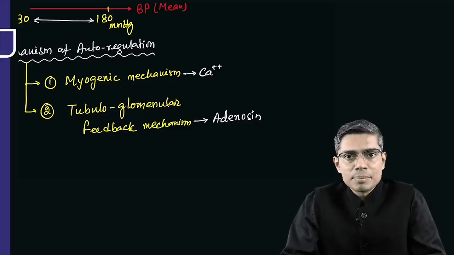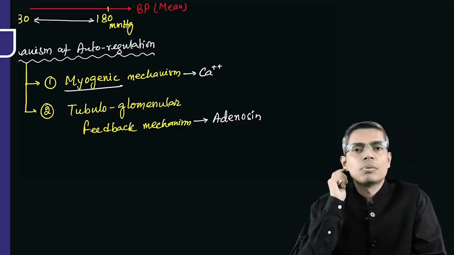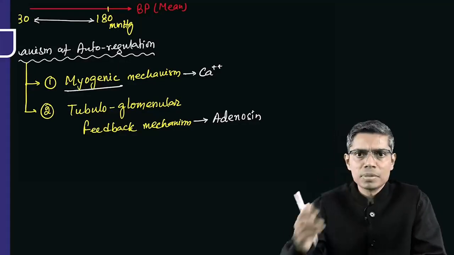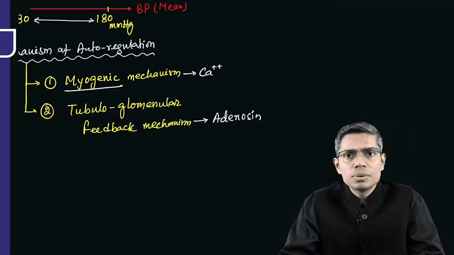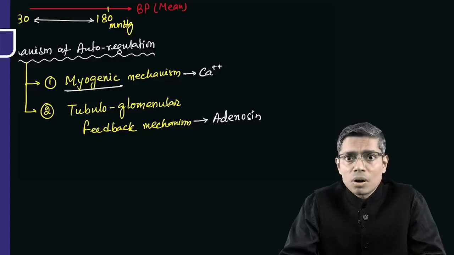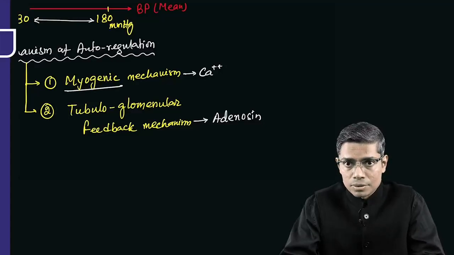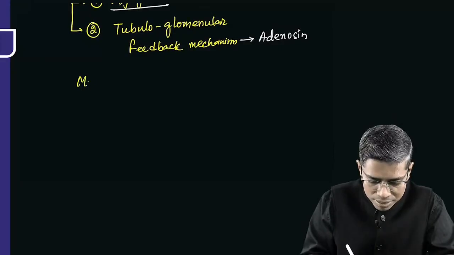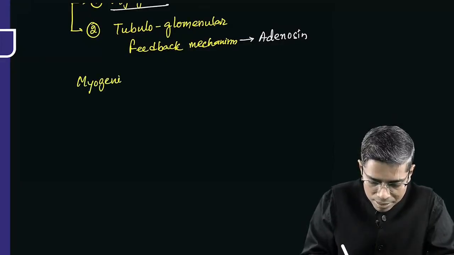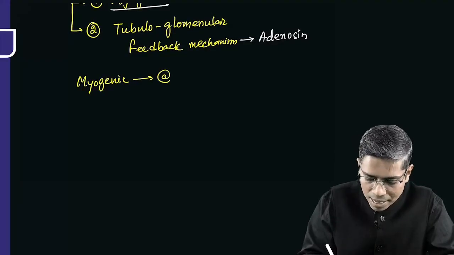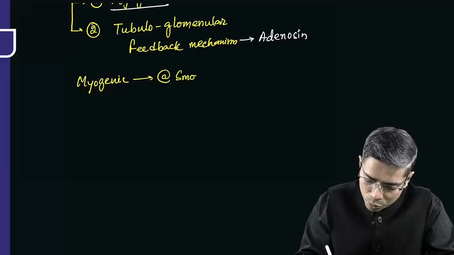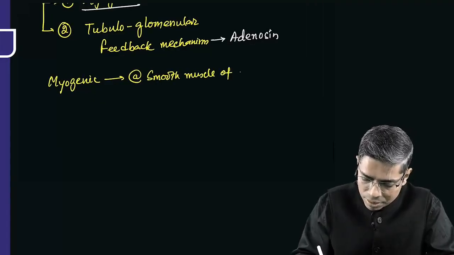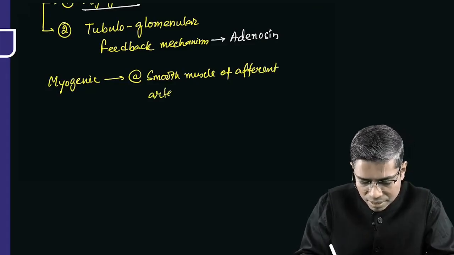Now, what is the myogenic mechanism? If I say myogenic, what are you thinking of? Myo, muscles. So this is something related to the smooth muscles of the afferent arteriole. So if I ask you, how am I going to understand the myogenic mechanism? The myogenic mechanism occurs at the level of the smooth muscles of the afferent arteriole.